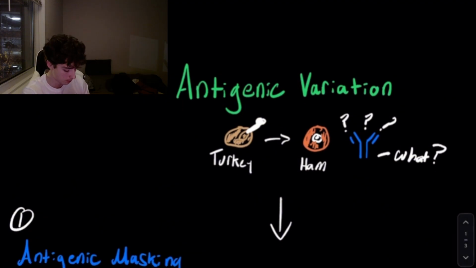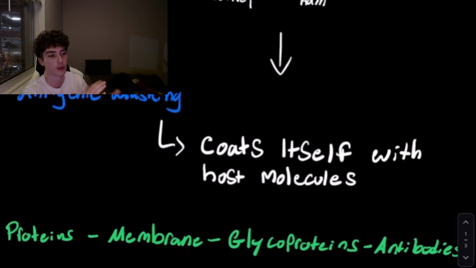Antigenic masking is essentially when the pathogen will use host molecules to hide from your immune system. Usually these are proteins. So they'll take plasma proteins, which are proteins found in your blood, and they will cover themselves with them, attach them to themselves, and it'll act as kind of like a camouflage, right?